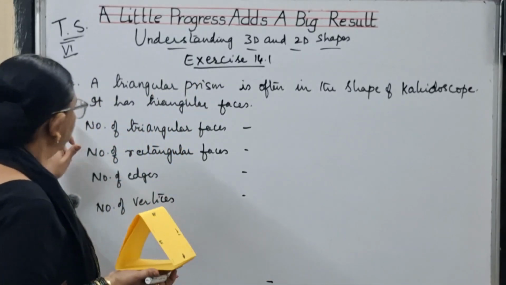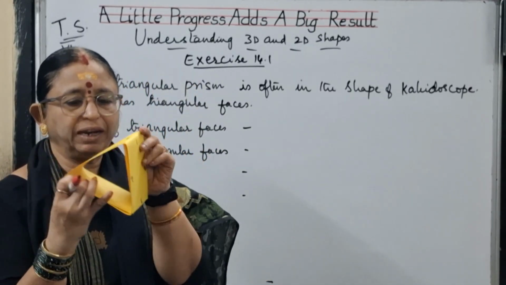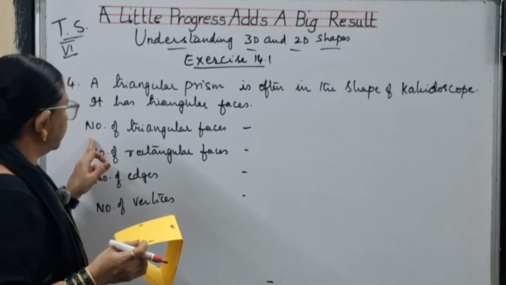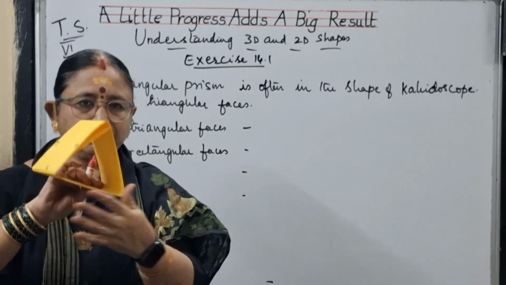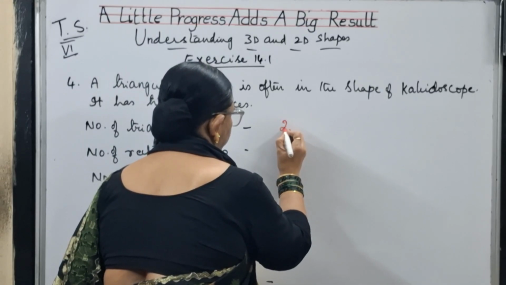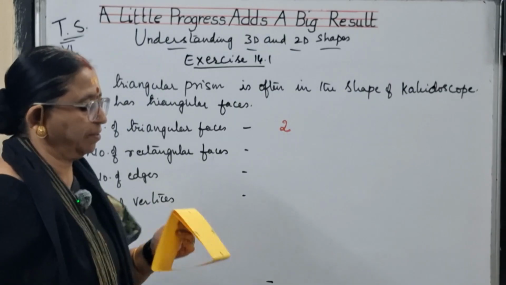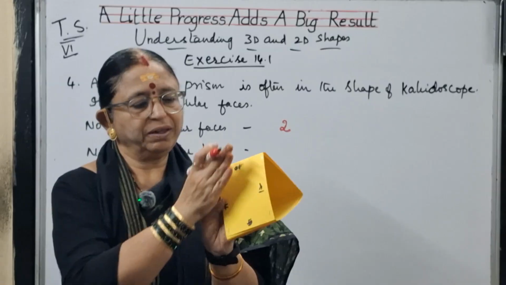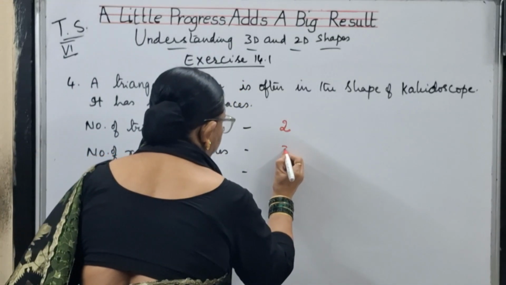Now the question is, it has triangular faces. See children, this is one triangle and this is another triangle. I have not closed it, but these two are triangular faces. Now the question is the number of triangular faces. How many are there? This is one triangular face. This is one triangular face. So it has got two triangular faces. And rectangular faces. See, this is 1, this is 2, this is 3. It has got 3 rectangular faces.